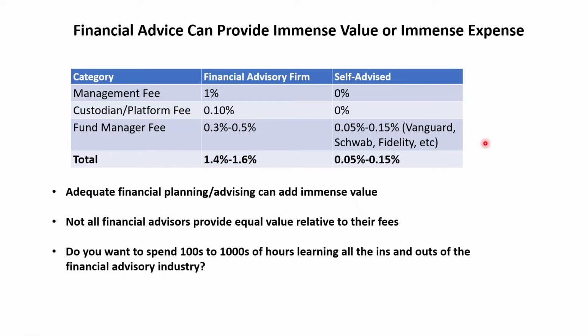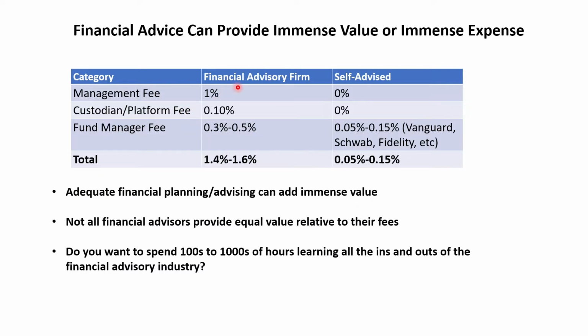Next, I want to talk about the value of financial advisors, right? Financial advisors can provide either immense value or immense expense, and it's really dependent on what that financial advisor is providing you relative to the fee. So in this slide, we're going to look at a financial advisor versus managing your own investments, and compare the fees, and then we'll talk about value. The three different fee structures we're going to be talking about are the management fee, the custodian or platform fee, and then the underlying fund manager fee or expense ratio of the fund.